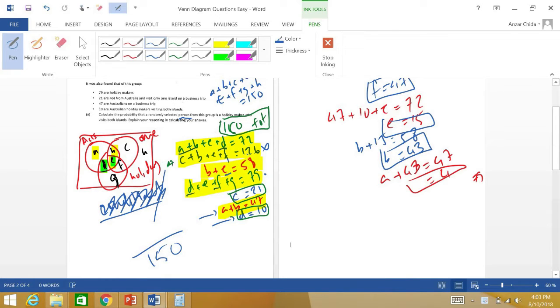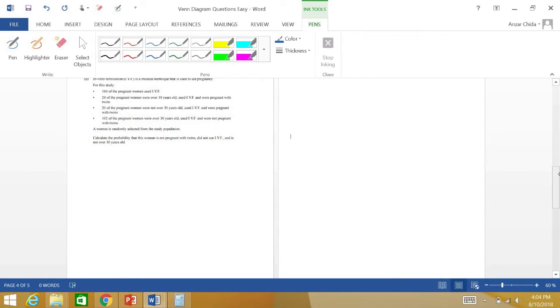Now is the easier part. Holiday maker who visits both islands. Well, these are the holiday makers, these four, and both islands is this letter and this letter. That's one island, so I can get rid of that. So D plus G, which is 10 plus 7, which is 17 over 150. Okay, here's one more question.